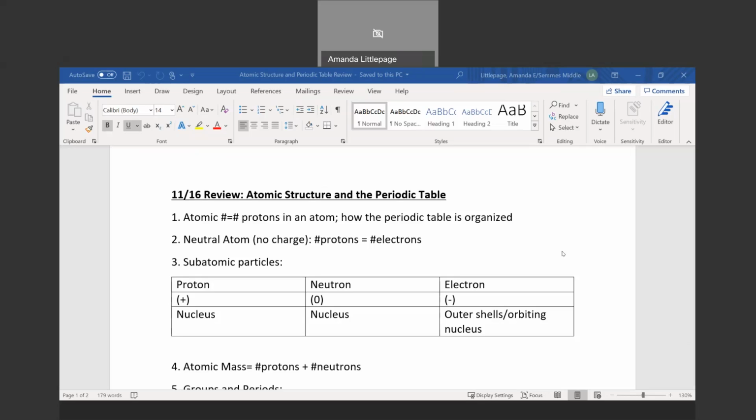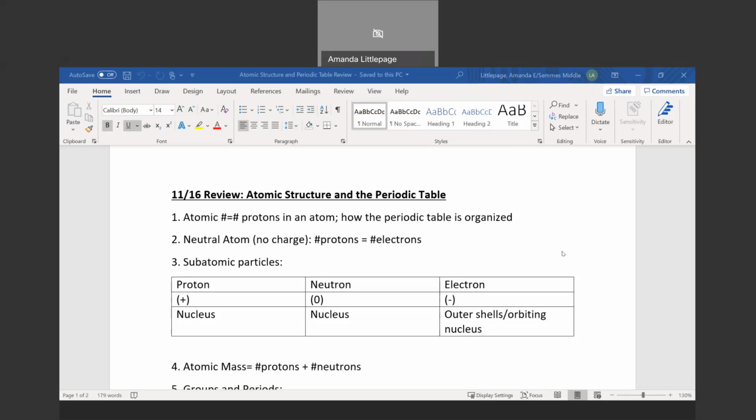Remember, when we're talking about atomic structure, there are three basic subatomic particles: protons, neutrons, and electrons. Each of them has a charge and is found in a specific area. Protons are positive, neutrons are neutral, and electrons are negative. Protons and neutrons both make up the atomic nucleus, and surrounding them in those orbitals we've talked about are the negatively charged electrons.